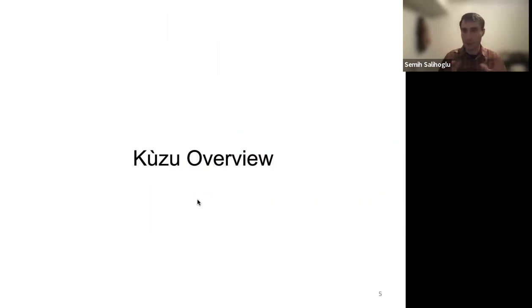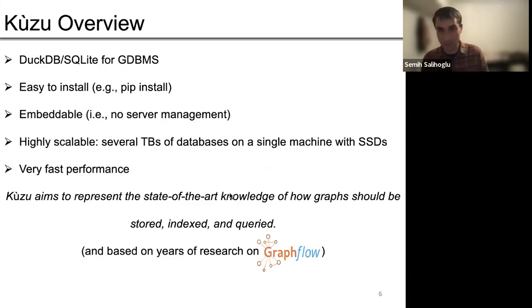But I want to get across the point that there's a long history of graph database management systems that have been built throughout history. There are variants of them, and obviously they're all different. The last wave is the property graph database management system, which Kùzu is one of. So here's an overview of Kùzu as a system.